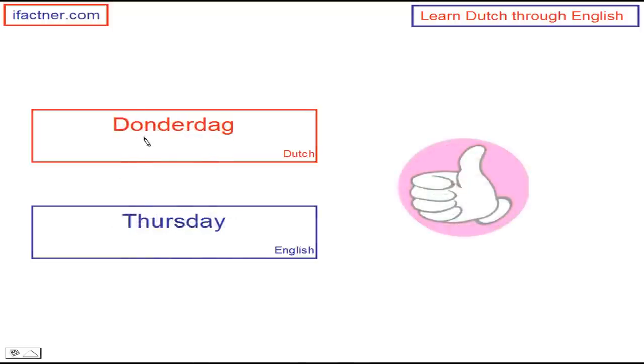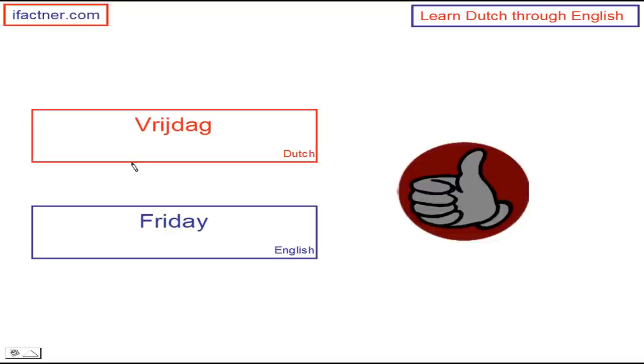Thursday is called donderdag. D-O-N-D-E-R, donder. D-A-G, dag. Donderdag. Friday, vrijdag. V-R-I-J, vrij, because I-J pronounces like the English Y. D-A-G, dag. Vrijdag.